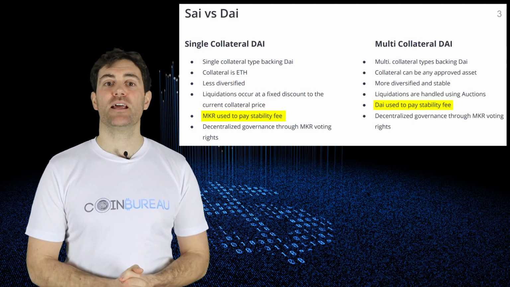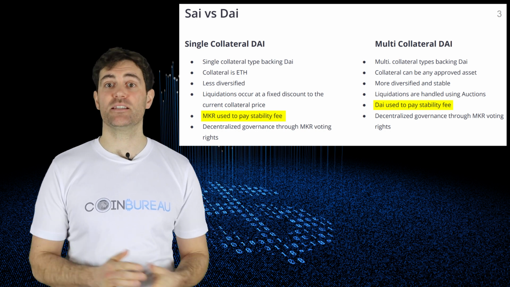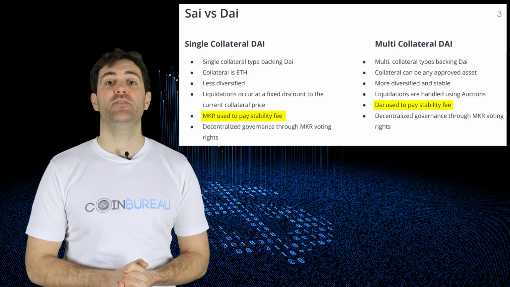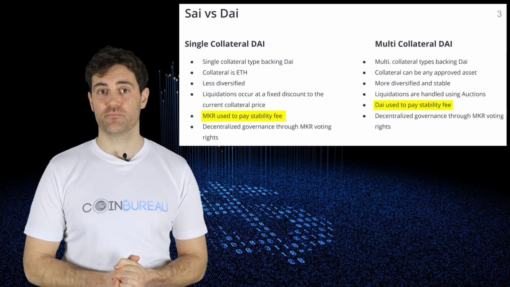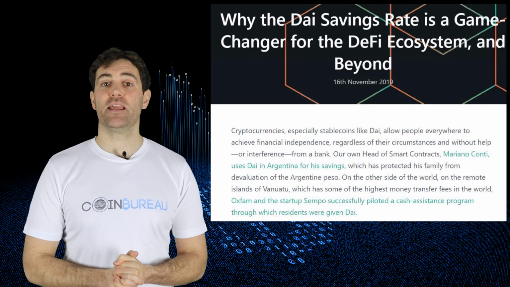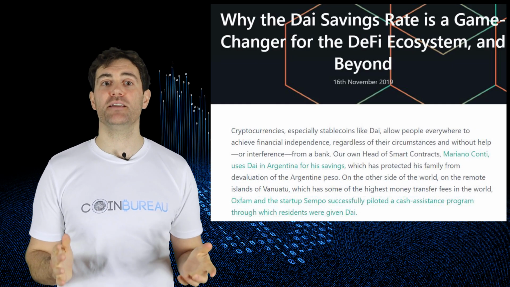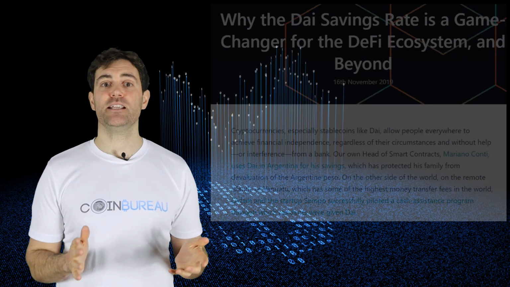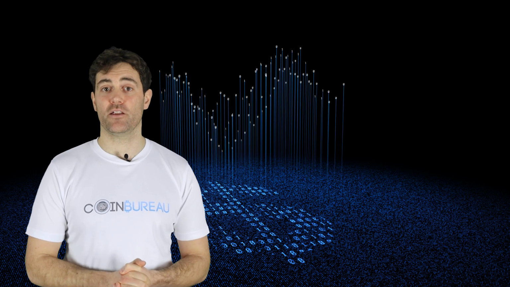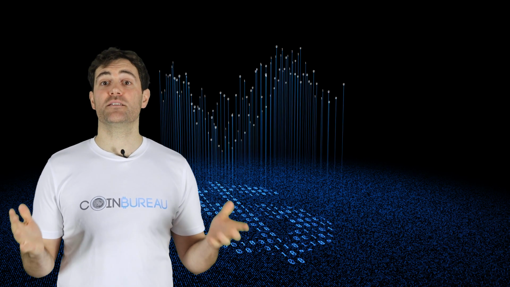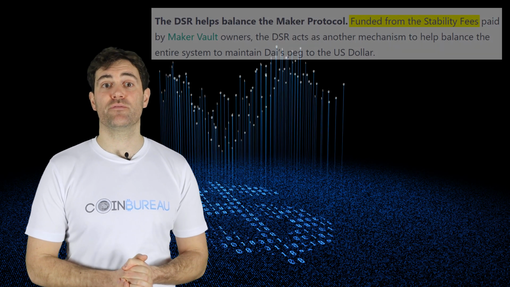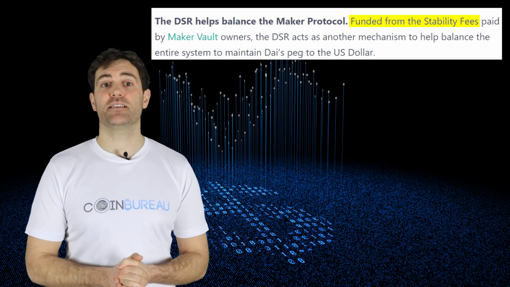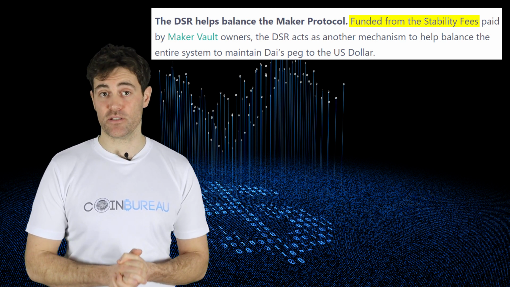Back to MCD, you also have some changes to the stability fee. With the single collateral DAI, these were paid in Maker tokens. Now, with the launch of MCD, these stability fees can be paid in DAI. You also have something called the DAI savings rate, or DSR. As the name implies, this is a method through which DAI holders can earn returns on their stablecoin. This is done natively within the Maker protocol through the use of another smart contract. Where do these returns come from, you ask? Well, they're basically sourced from the stability fees that are paid by the Maker Vault holders. This is great as it acts as another incentive mechanism to balance out the ecosystem.